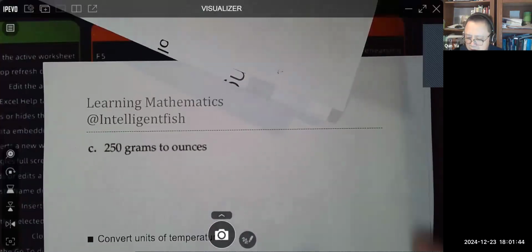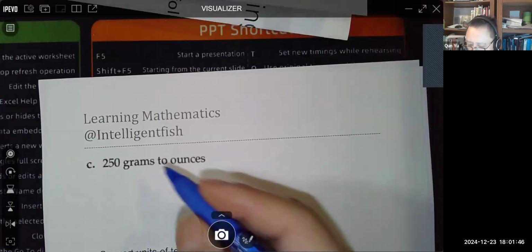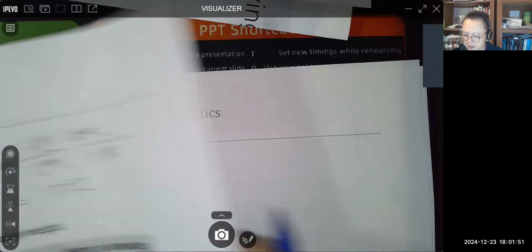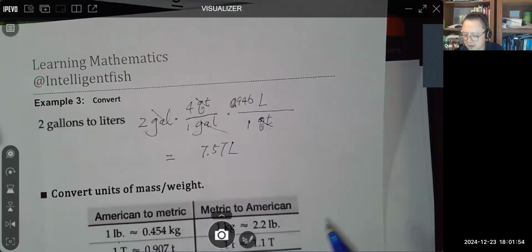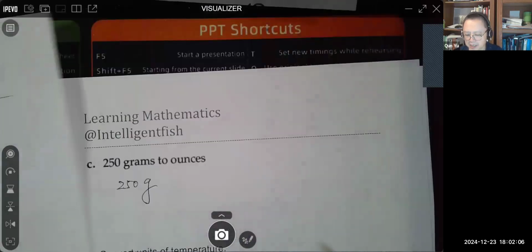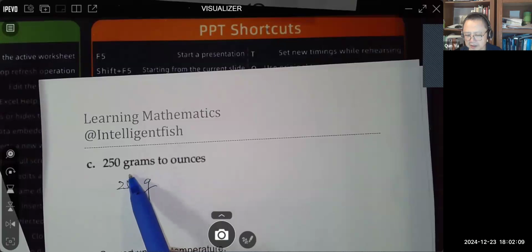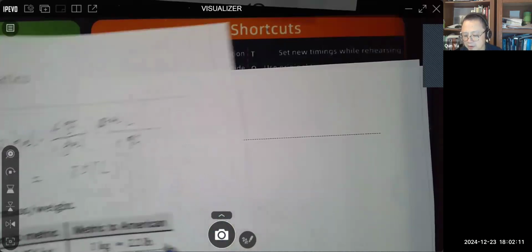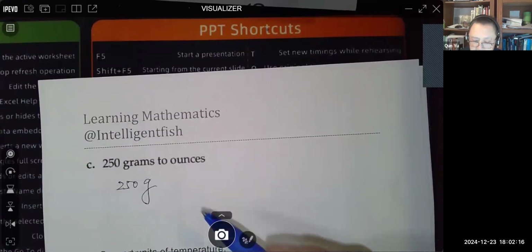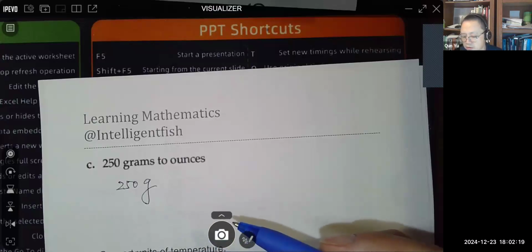Now we have another one, 250 grams to ounces. First of all, if you look at this, we know the relation between pound and ounces. We also know the relation between pound and kilogram, but we don't have a relation directly between grams and ounces, at least in this table. Actually, there's an actual number on the internet, in the book, but they didn't list it in this table, so we just don't use that.